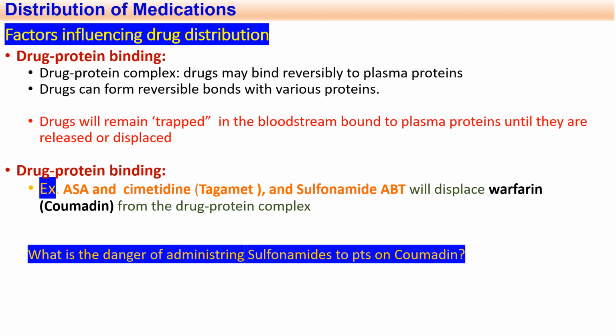So the danger of administering sulfonamide to patients on Coumadin, for example, as I explained earlier, is that it will increase the blood levels of warfarin and the patient will be at risk for hemorrhage and bleeding.